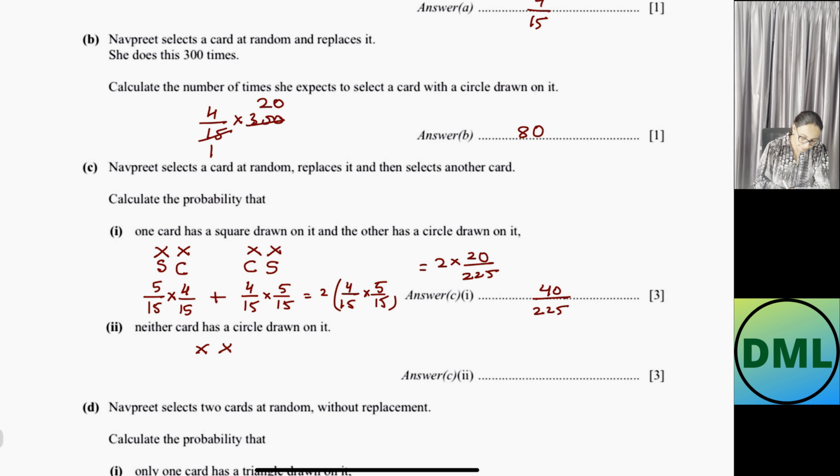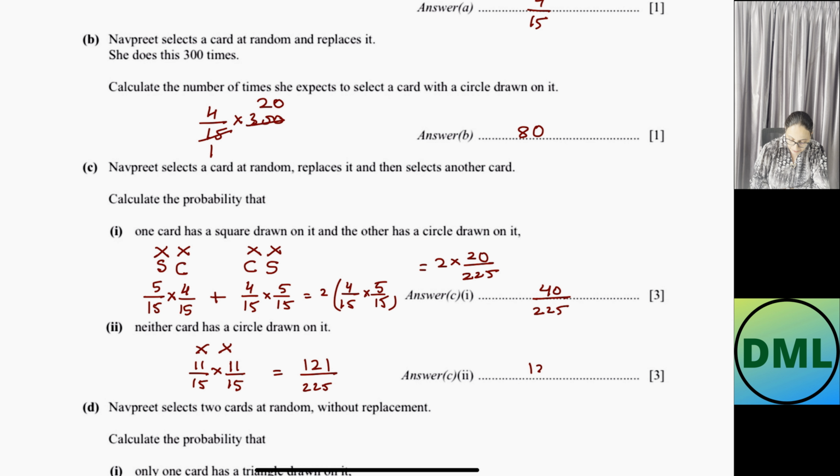So if I pick the first card, it will be written as 11 over 15. He replaces it back so the number of cards will remain the same. Again, I am picking one more card, so the probability will remain the same: 11 over 15. If I multiply them, my answer is 121 over 225.